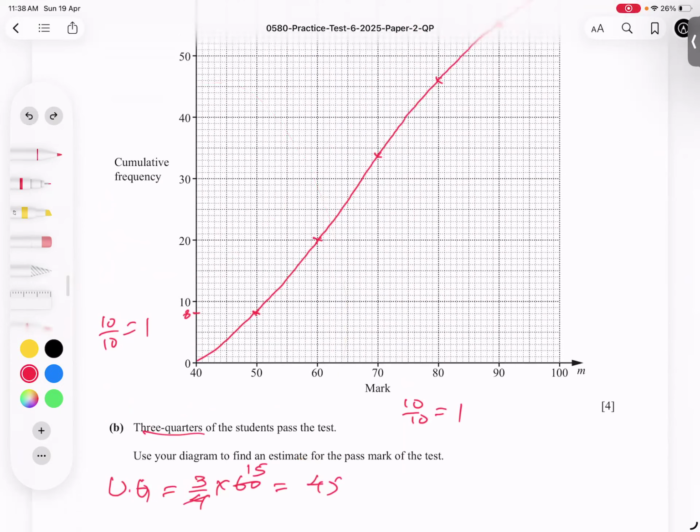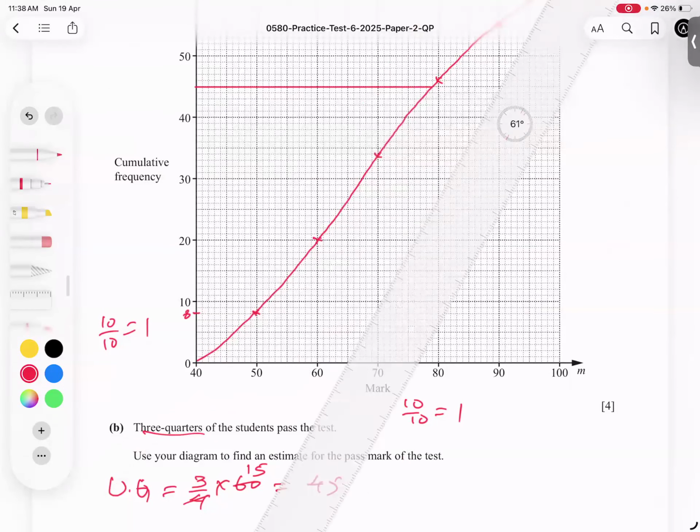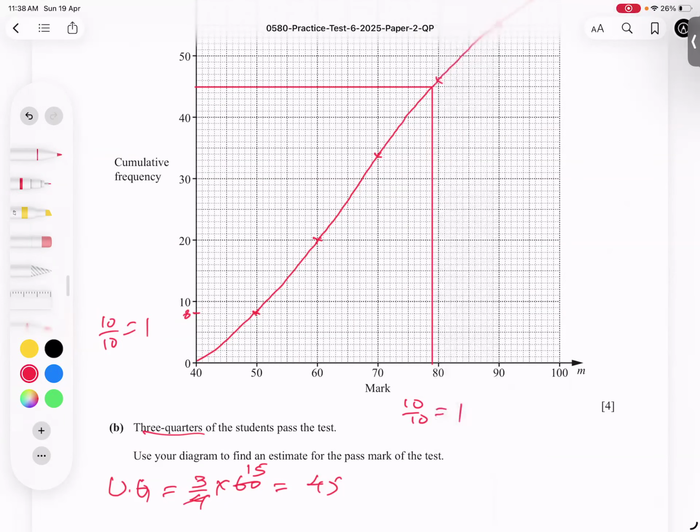I will take a scale. I will take a scale from 45. I'll go on the line where they meet, then come down. Okay, and this is my answer. I'm writing here upper quartile or passing criteria. This is what one box, so 79. So the upper quartile is 79. So passing is so what is the passing mark?